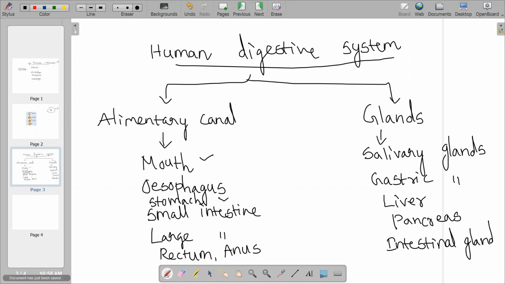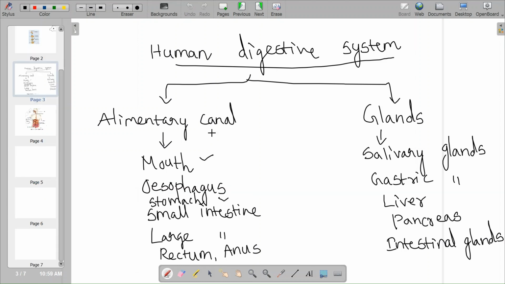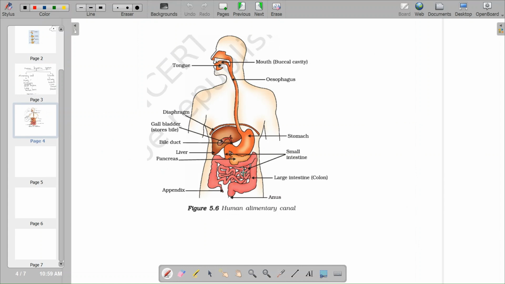Okay, so these are the parts of our human digestive system. Now, what processes are going to happen in our alimentary canal? Through the mouth we will consume the food material, a process called ingestion. We will take in the food materials. So ingestion is the process of intake of food material.